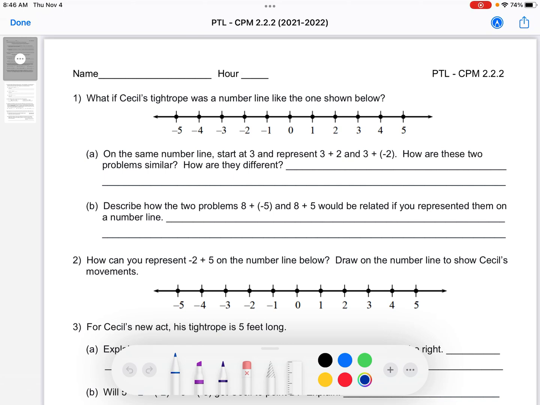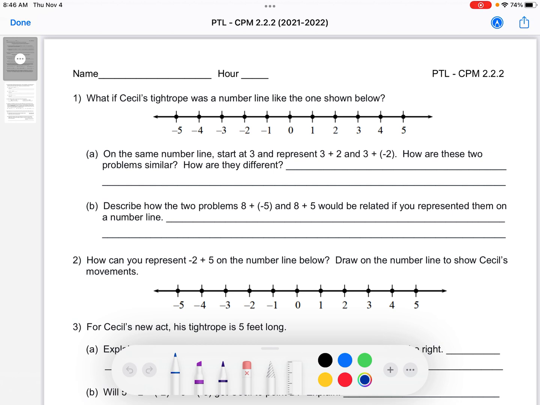This video is intended to go over the in-class work for 222. What I would encourage you to do is to get the PDF and try this, and then you can check through and hear the discussion points as I go through this and create an answer key for you.